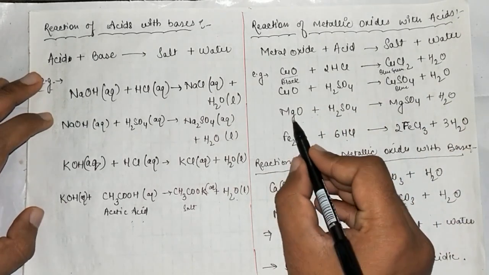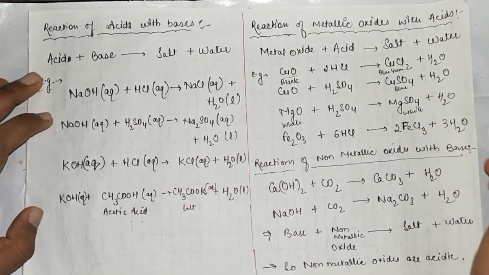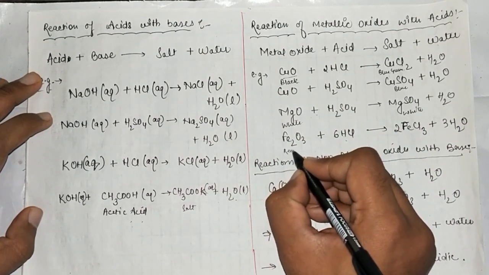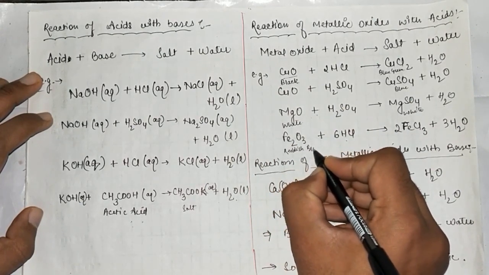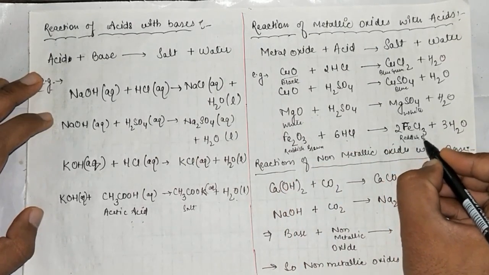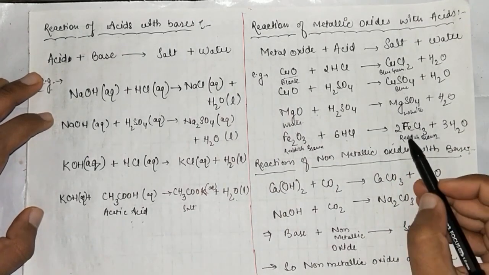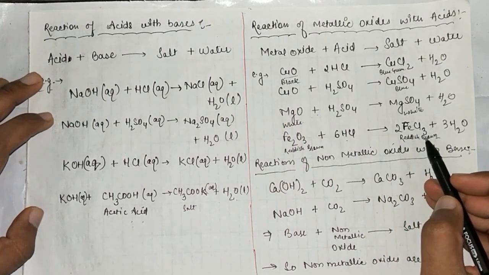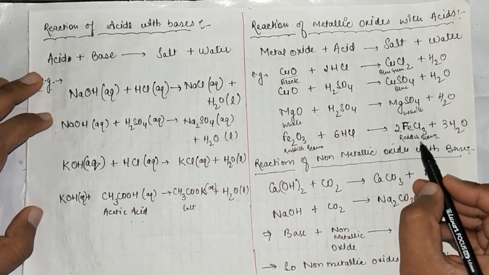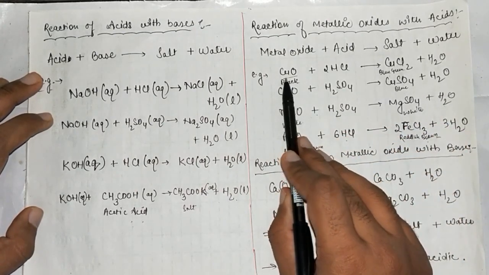Then MgO is white in color. MgSO4 is also white in color, so no change in color takes place. Same with Fe2O3, which is reddish brown, and FeCl3 is also reddish brown. Actually, the color of FeCl3 depends on the angle by which we see it, but most of the time it appears to be reddish brown in color. So the main question arises from this metal oxide, that is CuO.